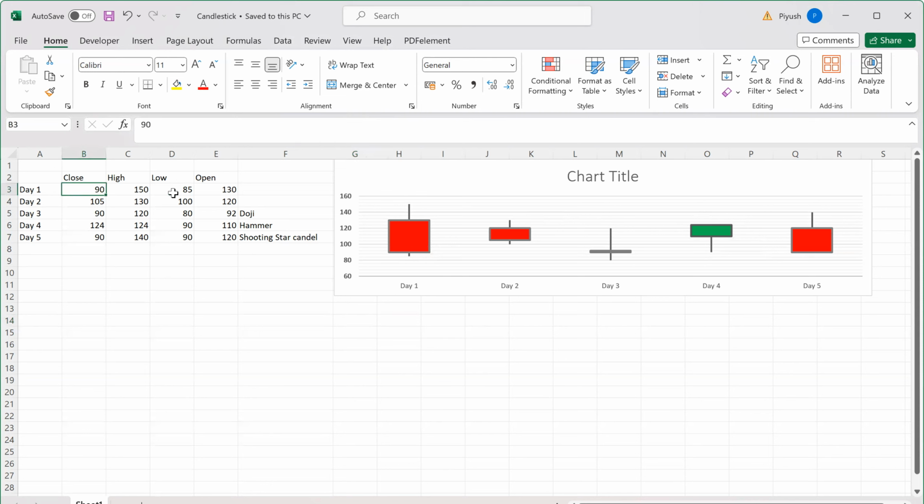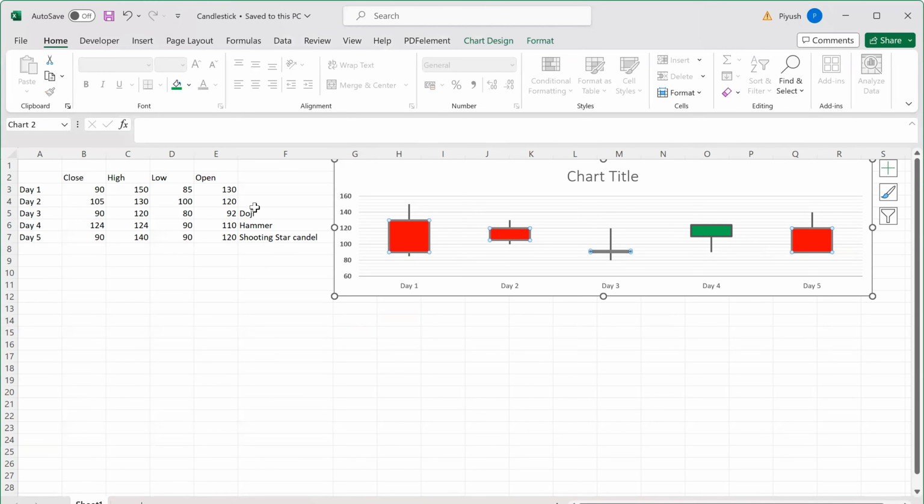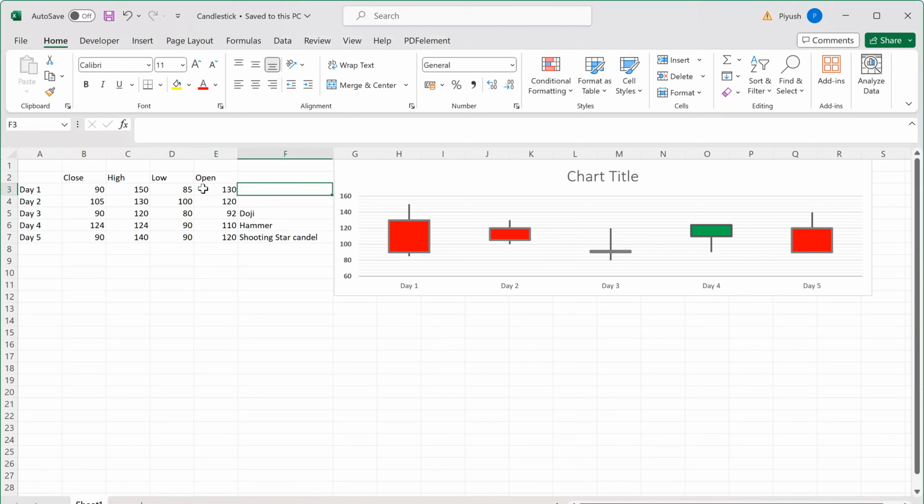Look at the numbers. You have opening at 130 on day 1, but it is closing at 90, correct? This chart represents that. It is opening at 130 but closing at a lower price, which is 90. Hence a red candle is getting formed. If you reverse this order, if the closing is 130 and opening is 90, then a reverse candle will be formed.